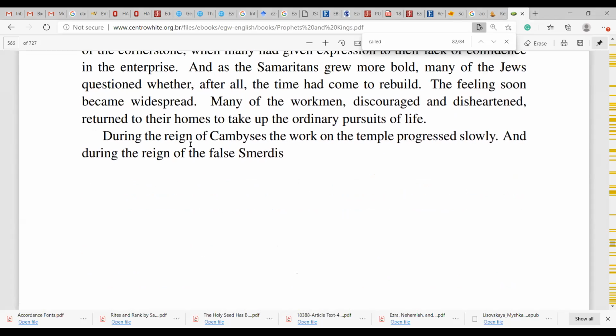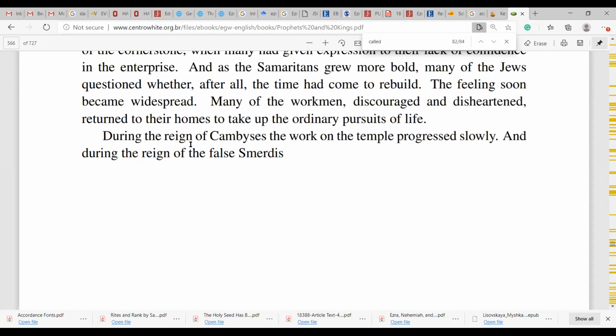And in order to understand what happened in the Persian Empire, we need to remember a little bit of the history of the Persian Empire. Cyrus conquered Babylon and all this territory, and he let all the exiles go home. And the people of Judah came back to Jerusalem and started building the temple. And after that, we know that his son Cambyses came to power when Cyrus died.